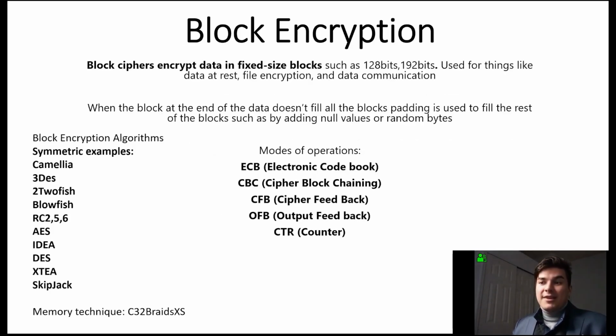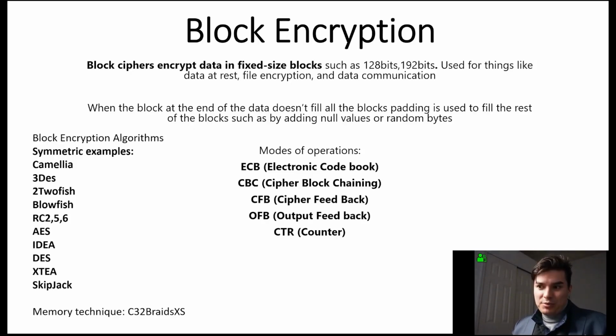Block encryption. That's when data is encrypted in fixed block sizes such as 128, 192, and used for data at rest, file encryption, and data communication. Block encryption algorithms, symmetric examples are Camellia, Triple DES, Twofish, Blowfish, RC2, AES, IDEA, DES, XDEA, and Skipjack. And a memory technique that I like to use is C32 braids excess. And so you're going to be like, oh, see, there's 32 braids and there's an excess of them.